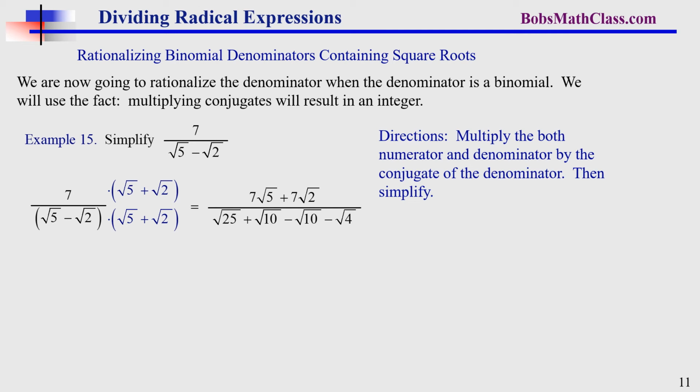Notice what happens to the 2 middle terms? Right, the 2 middle terms will always cancel. The outside terms will always be perfect square roots. That's why we get an integer. So square root of 25 is 5. Square root of 4 is 2. The two middle terms cancel. So we have 7 square root 5 plus 7 square root 2 all over 3.